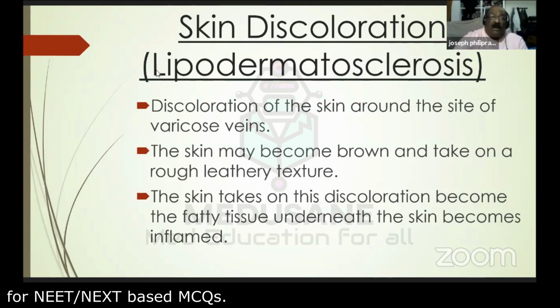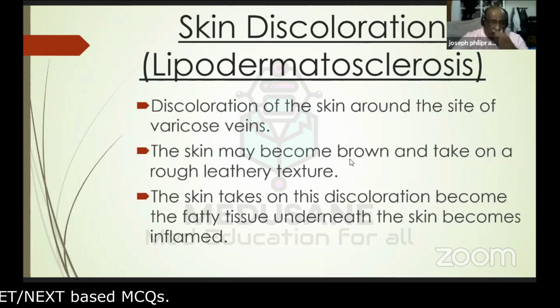So the fatty tissue underneath the skin becomes inflamed. That's why it's called lipo. Then the skin becomes fibrous, rough and leathery, that is dermato. Because it is rough and leathery, you call it sclerosis. So fatty skin changes, that is why it is known as lipodermatosclerosis, and this is due to the blood coming out of the vein because the vein valve becomes leaky, and the hemosiderin causes a reaction.